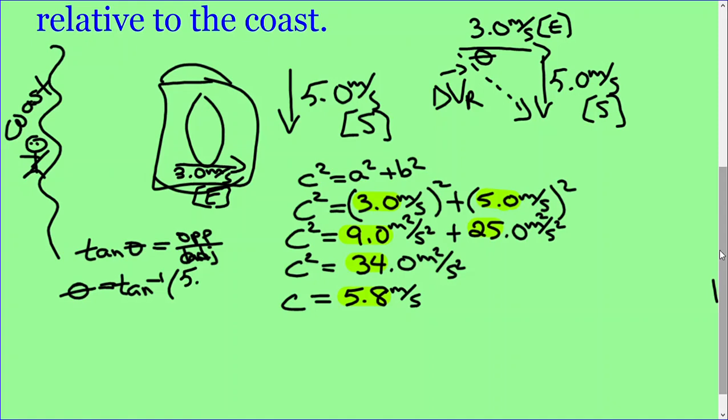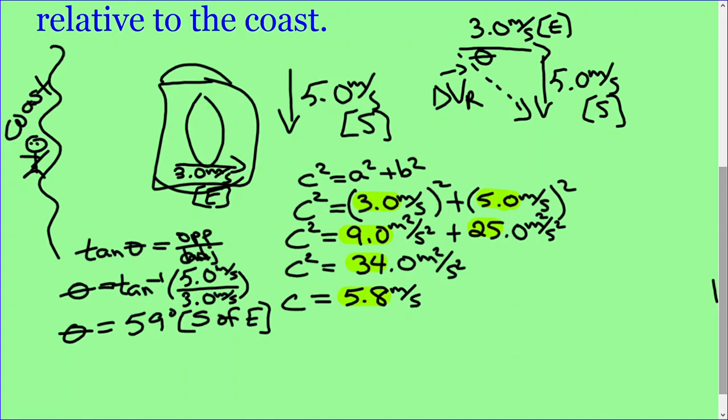5.0 meters per second over 3.0 meters per second. Theta is equal to, and then I need to do second function tan of 5 divided by 3. So make sure that your calculator's in degrees. And it looks like we're getting 59 degrees. And direction looks like it's south of east. So it's 59 degrees south of the east direction.